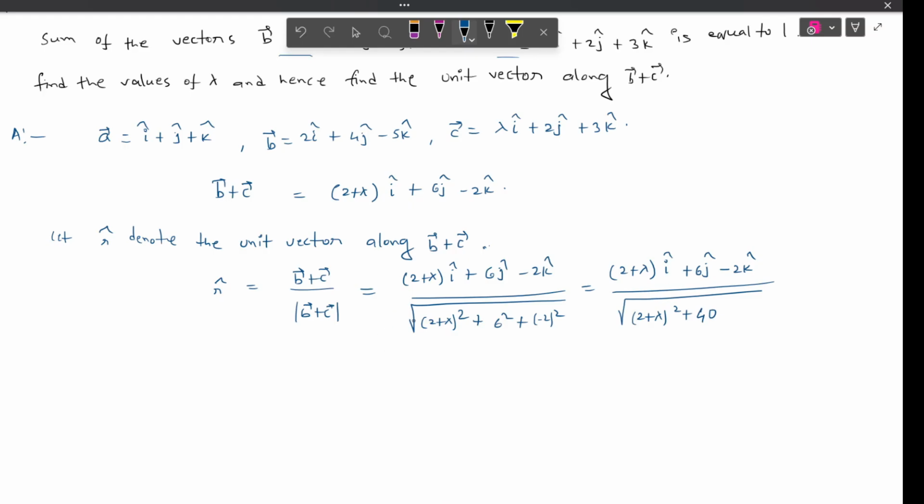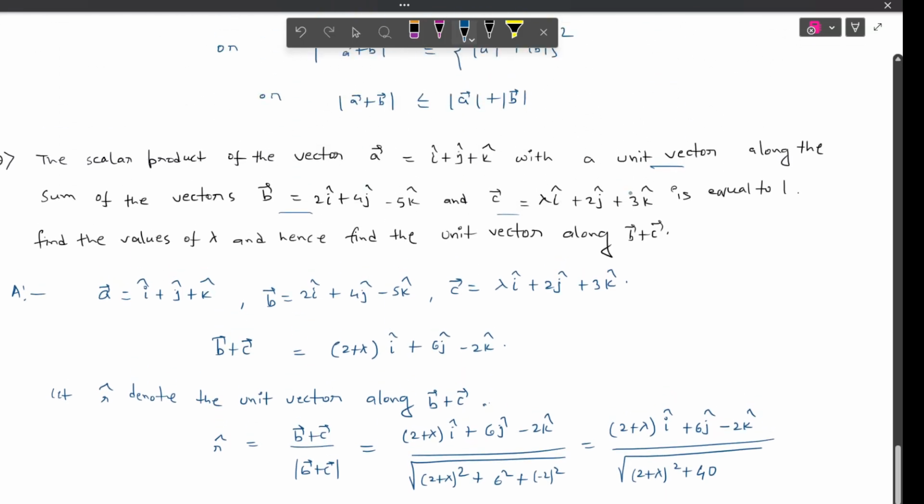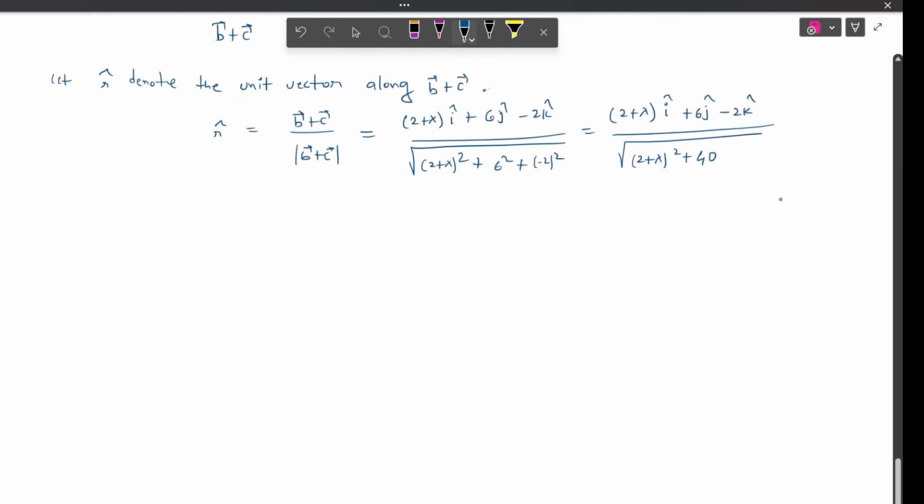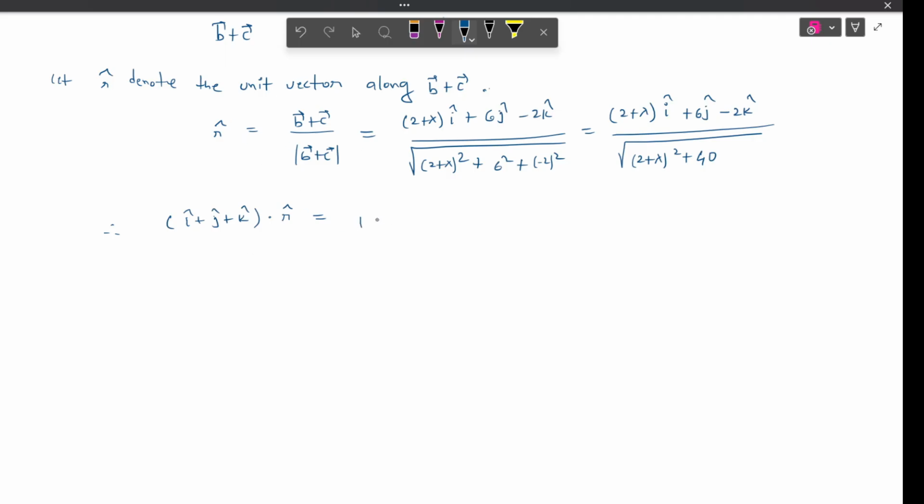Okay, and it is given in the question that the unit vector's scalar product with the vector a gives 1, right? So according to the question, a vector is i cap plus j cap plus k cap, dot product with the unit vector along b plus c, which is r vector, gives 1.